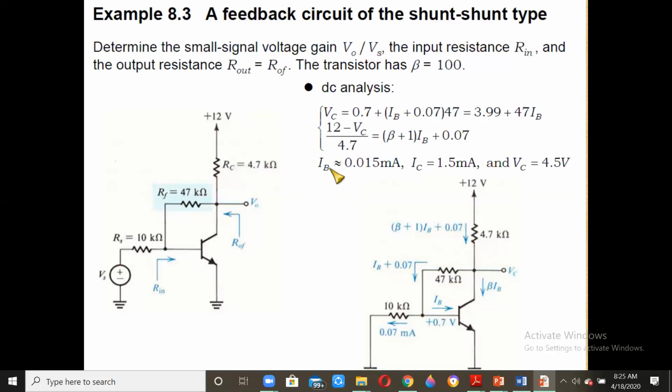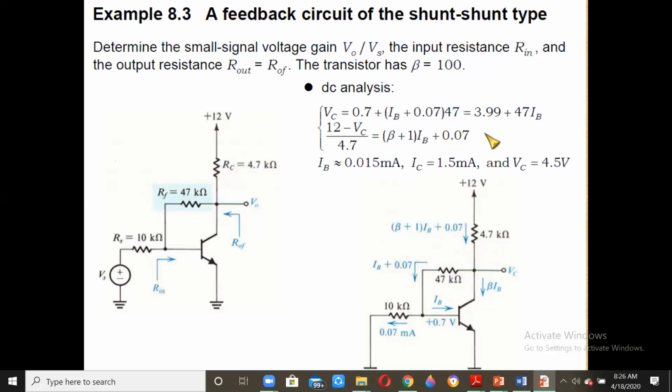Then we come to the current flowing here, which is (beta plus 1) IB plus 0.07, written on the right hand side. On the left hand side we write 12 volts minus VC, divided by 4.7 kilo ohms. So the current flowing here is this voltage minus VC divided by the resistance. We have two equations with two unknowns, VC and IB, and we need to find them.